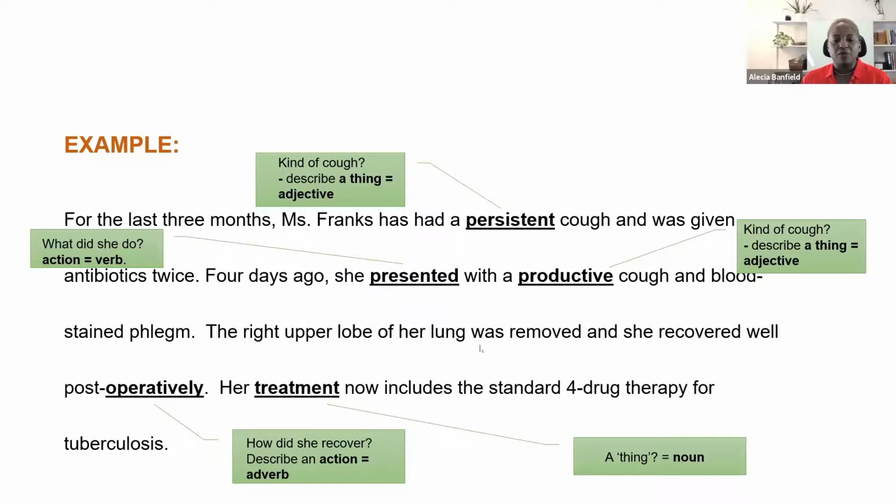The right upper lobe of her lung was removed and she recovered well postoperatively. So how did she recover? We're looking for a word that described how she recovered, which means we are looking for an adverb, postoperatively. And last, her treatment now includes the standard 4-drug therapy for tuberculosis, and we're looking here for a thing. So the noun from treatment is treat.